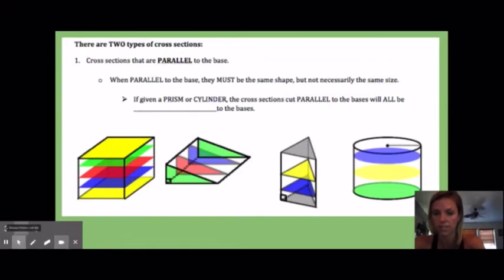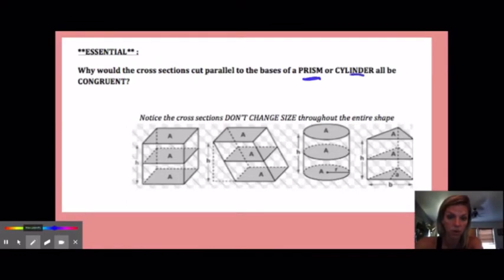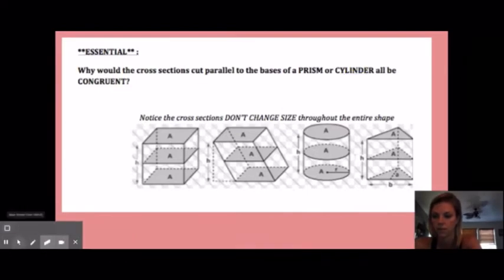Do you think the same is true for a pyramid? No. Or a cone? No. So again, why would the cross sections cut parallel to the bases of a prism or cylinder all be congruent? Well, because the cross sections don't change size. That's your answer. All right.